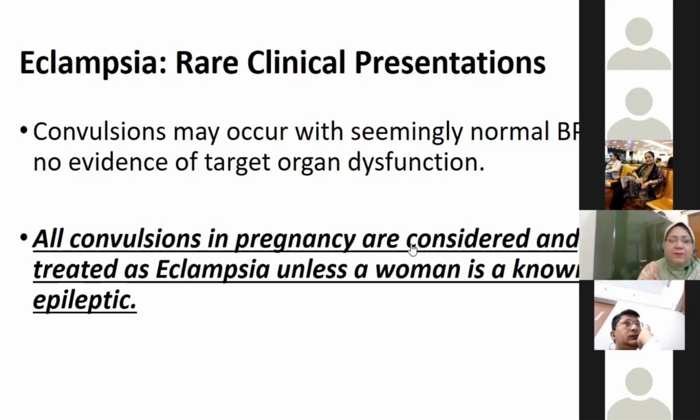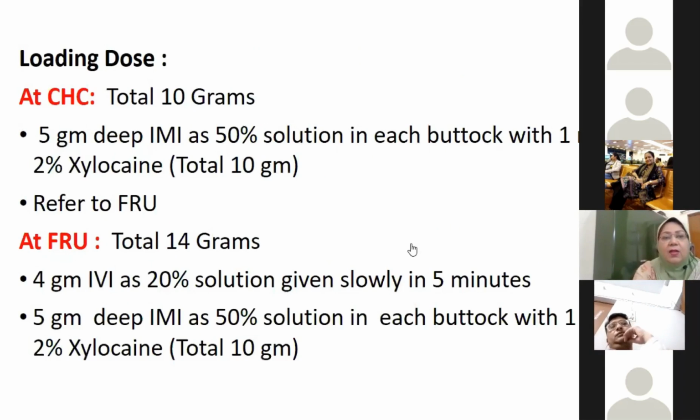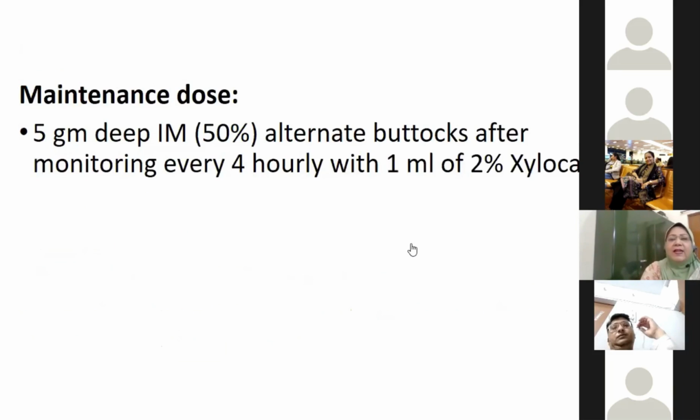Next, please. So now if you have seen this patient, you have done the initial resuscitation. If you are at a CHC, please do not transfer her without giving her the first dose of antihypertensive and the first dose of magnesium sulfate. So at the CHC, just give 5 grams in each buttock and then you transfer her to the FRU. At the FRU, the first dose is 14 grams, isn't it? I told you 4 grams as IV 20% solution, 5 grams as 50% solution in both the buttocks. Next, please. We already discussed that in detail.